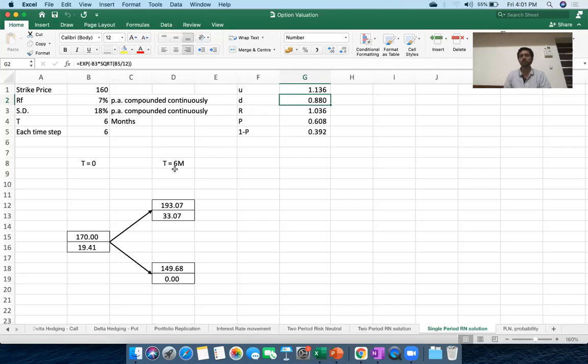And then the answer over here is basically as per the risk neutral method, but I'm going to do the same question as per the portfolio replication approach. The upside share price is nothing but S into U, which is 170 into 1.136, and the downside share price is S into D, which is 170 into 0.88, which is nothing but 149.68. So these are the facts of the question. I'm going to solve this question as per replicating portfolio under a single period binomial.